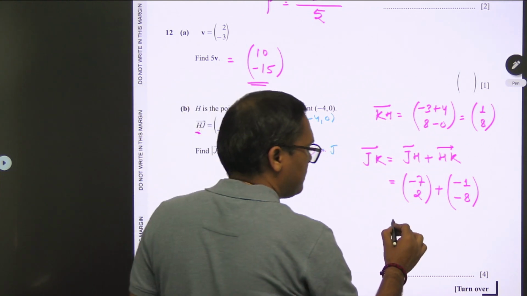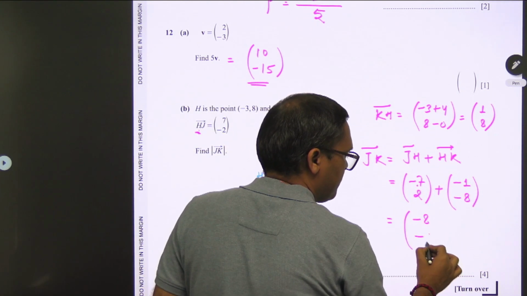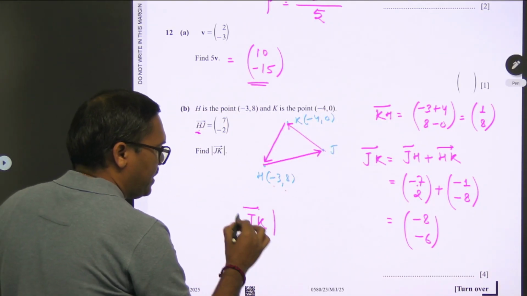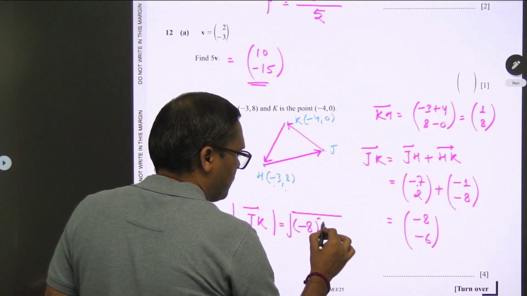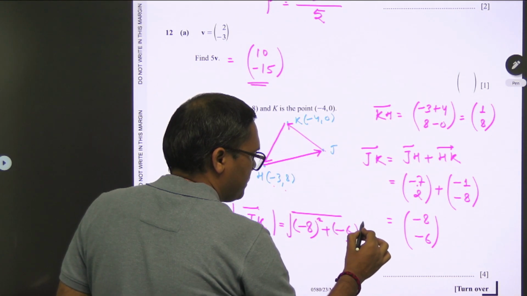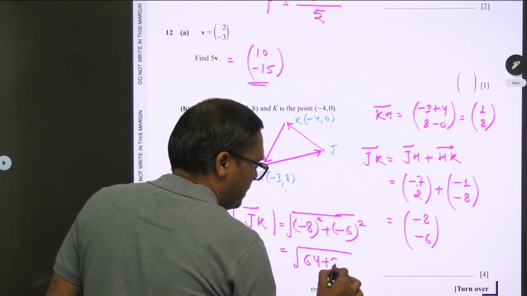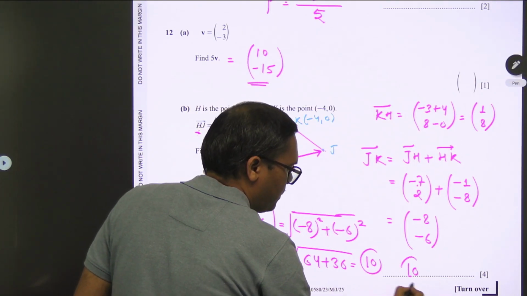So add these two, negative 8 and negative 6. Now you can see what is JK vector magnitude. This is equal to under root of negative 8 square plus negative 6 square, which is 64 and 36, which is root 100, which is equal to 10. So what is the answer? This is equal to 10.